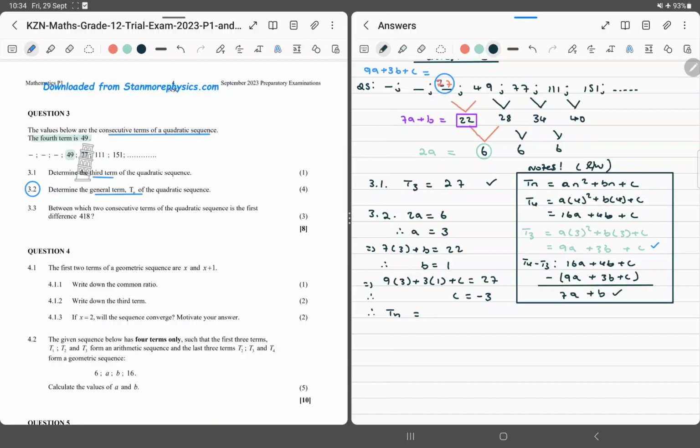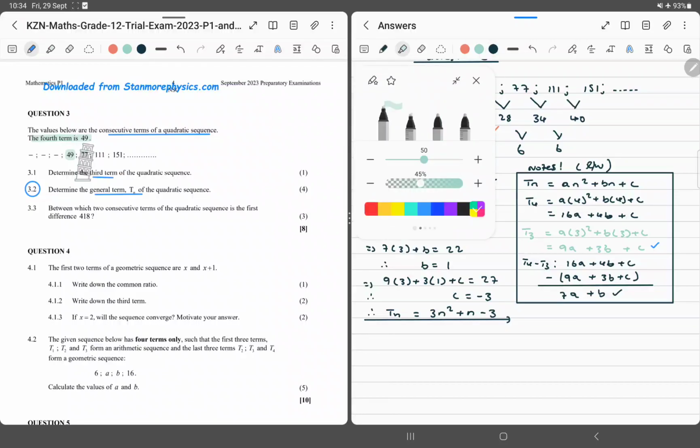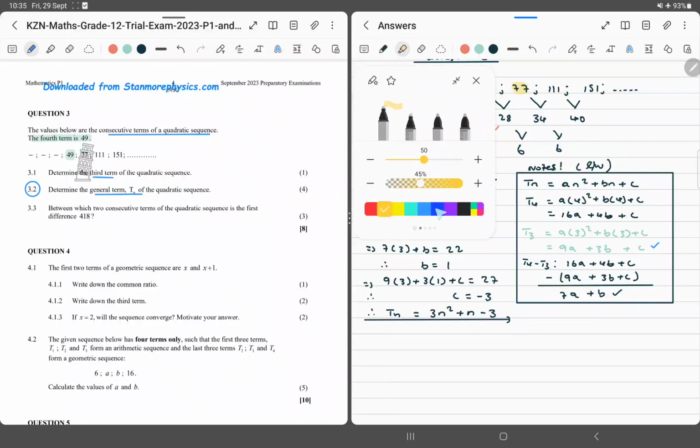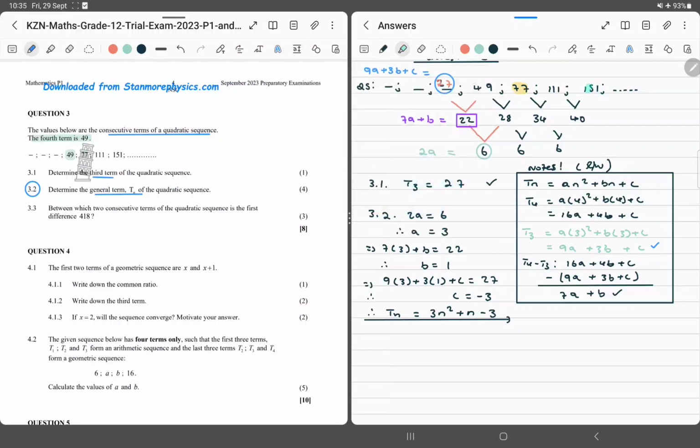Therefore Tn is equal to 3n squared plus n minus 3. So let's see. Again, once you get here, let's check if this is correct. So I'm going to check this term and perhaps this term. Sometimes it's nicer when you test non-contiguous terms because coincidences will surprise you. So this is term 1, 2, 3, 4, 5. So this is term 5.